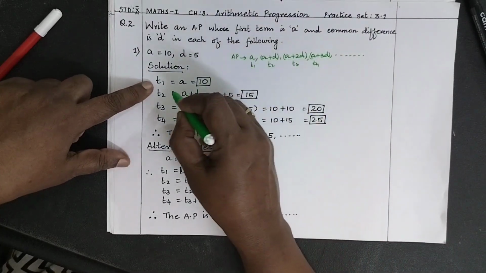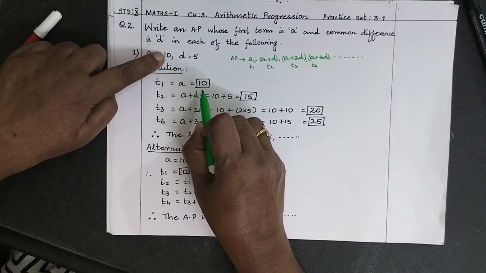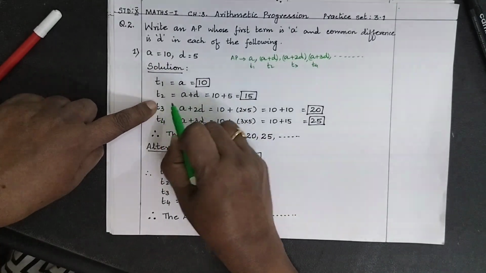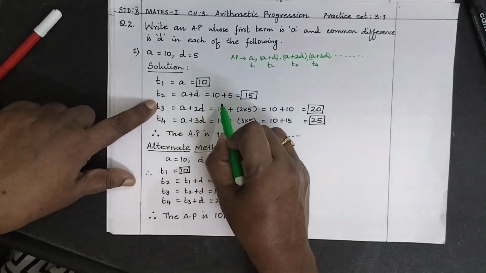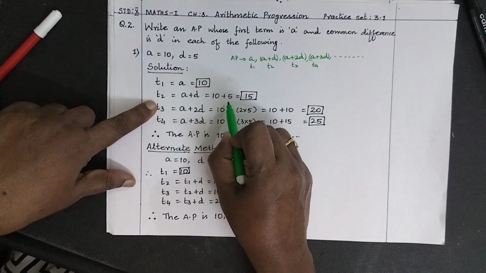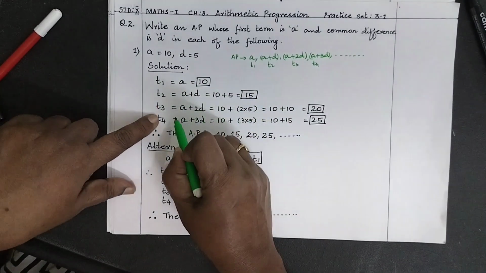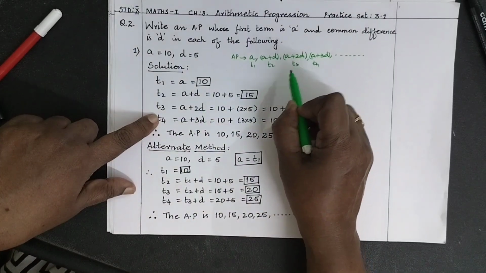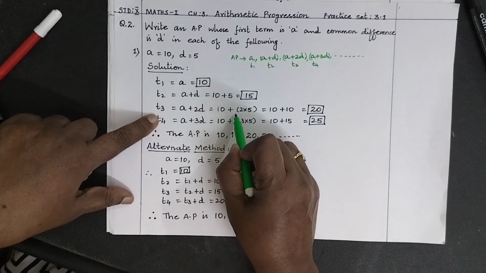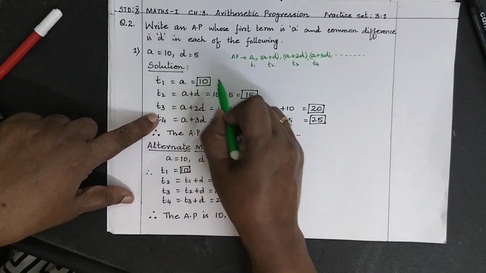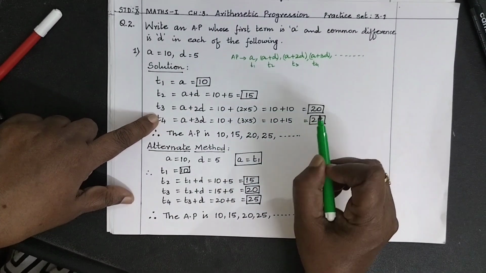So T1 is equal to what? A, first term. So which is given, that is 10. And T2 is what? A plus D. So first term plus common difference. 10 plus 5, common difference is 5, so it is 15. T3 is what? A plus 2D. So A is what? 10, 2 multiplied by 5, D is 5. So this is 10, so 10 plus 10, 20.